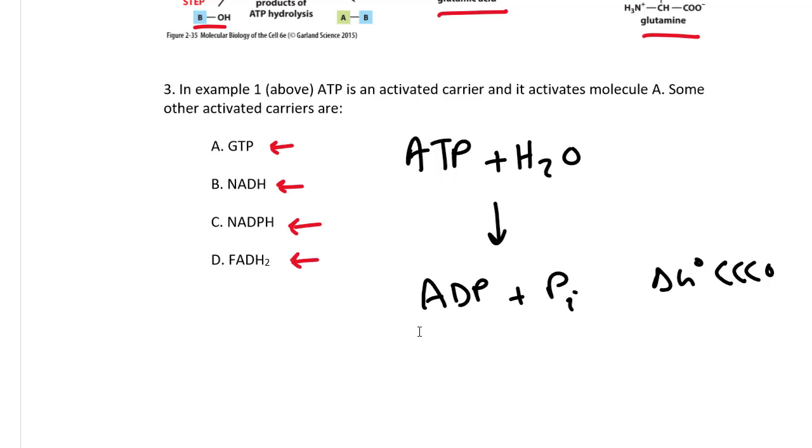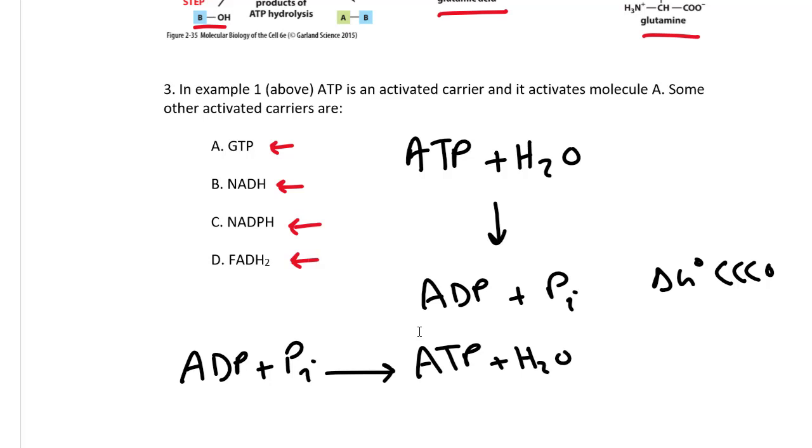You get your activated carriers by having some process going in reverse of the process that releases energy. So let me write out the reverse reaction of ADP plus Pi going to ATP plus H2O. This is going to have a delta G standard much bigger than 0. This is not a favorable reaction at all. It's a very unfavorable reaction.